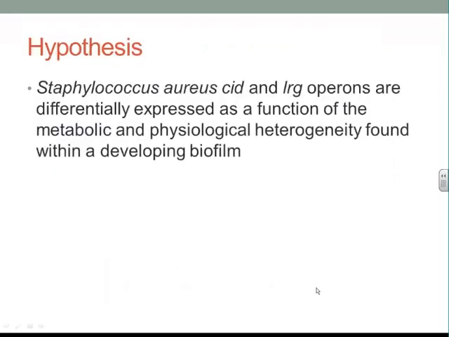So keeping in mind that we have metabolic heterogeneity inside of biofilms, and our two operons are controlled by these differences in metabolism and different switches in metabolism, we hypothesized that the Staph aureus sid and lrg operons are differentially expressed as a function of the metabolic and physiological heterogeneity found within a developing biofilm.